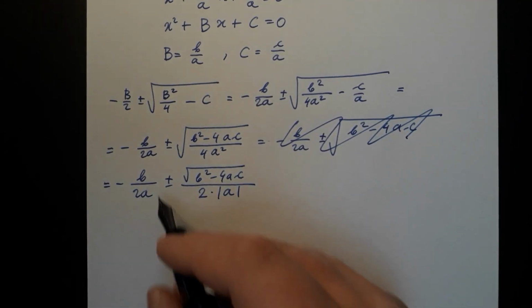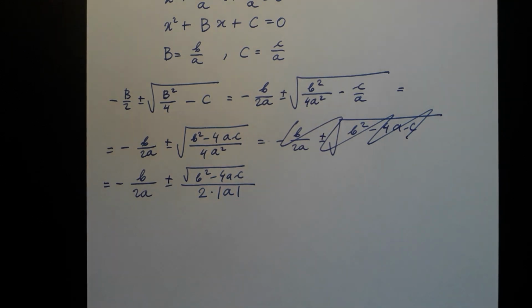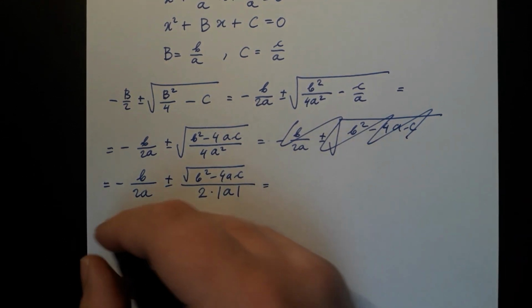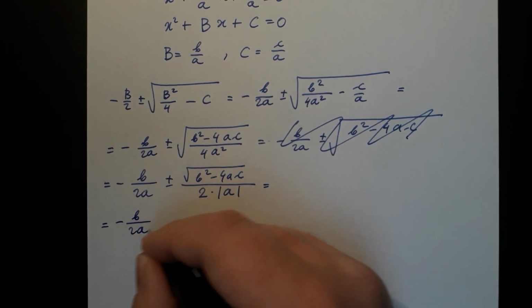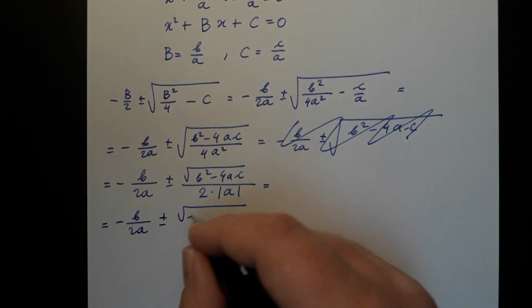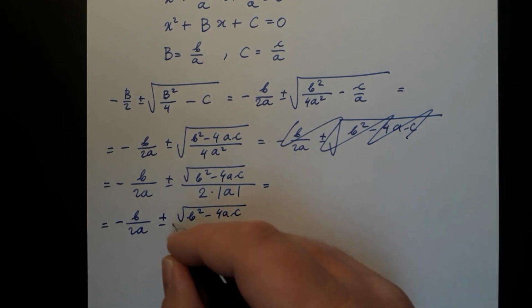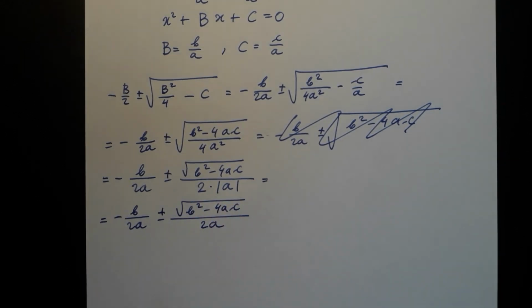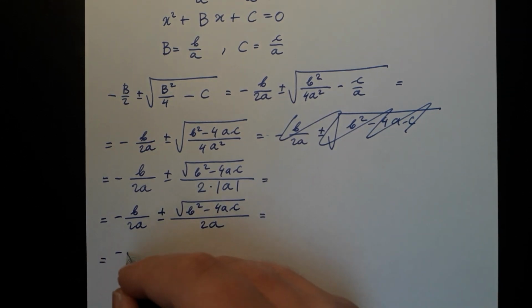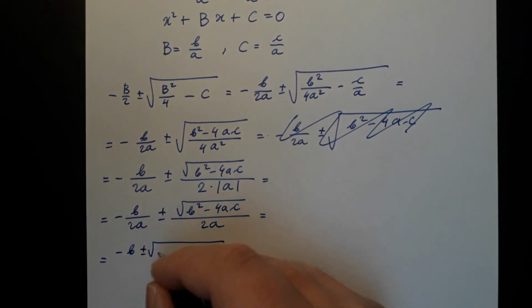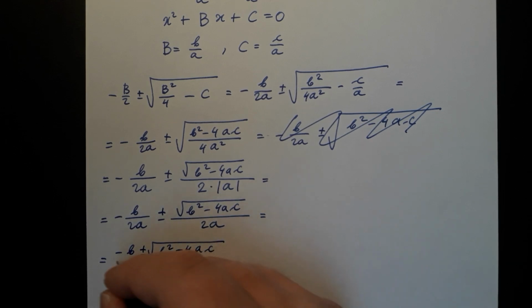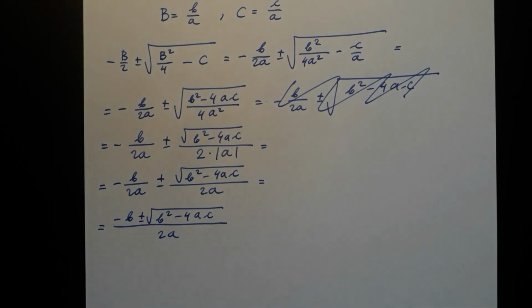Since we have here plus or minus, they are going to work with an absolute value such that we can remove the absolute value entirely. And that will not affect our solution. So this is equal to negative b over 2a plus or minus the square root of b squared minus 4ac divided by 2a. We can rewrite this as minus b plus or minus the square root of b squared minus 4ac divided by 2a, which is the quadratic formula we are all used to seeing.